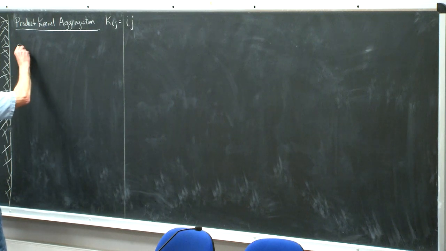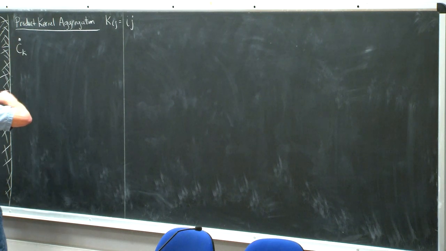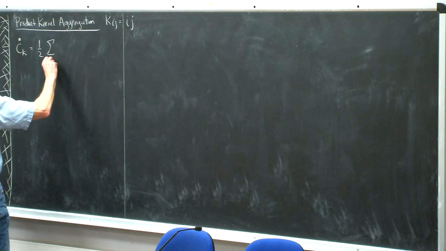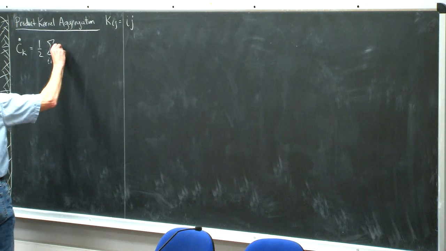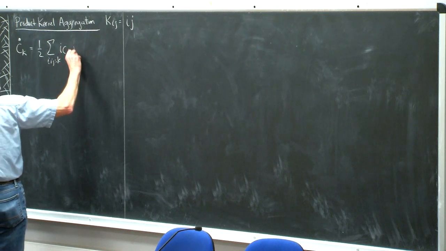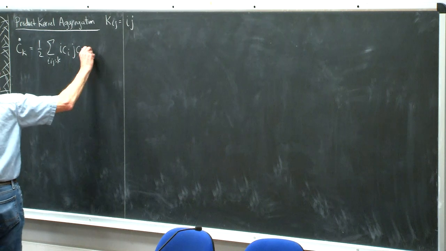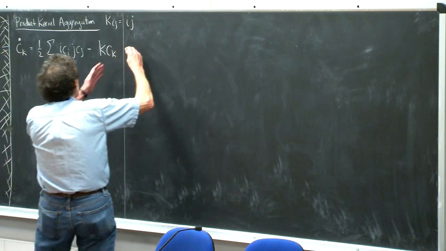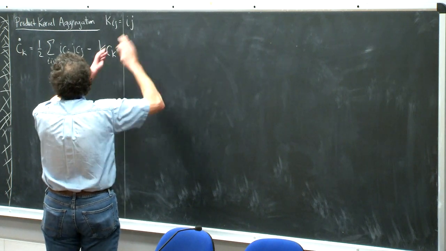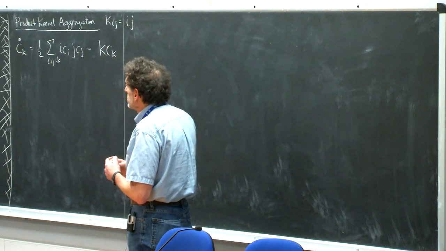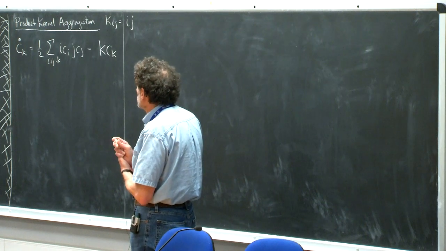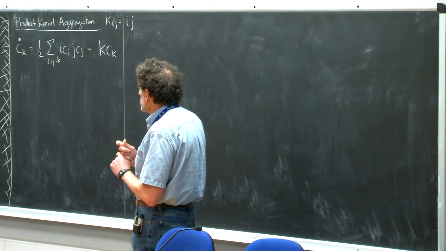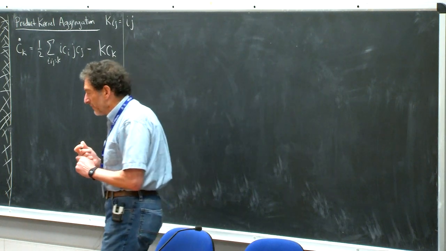So let me write down the rate equation for the concentration of clusters of mass k. This is equal to 1/2 summation over i plus j equal to k of i c_i j c_j, minus k c_k. And the other term here, the sum of i c_i over all i, by definition is equal to 1, because that's just the total mass in the system, which we can set equal to 1. So I want to solve this set of equations, and the natural thing is to try the generating function.